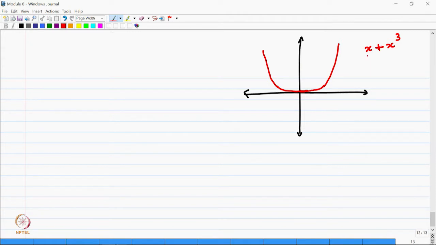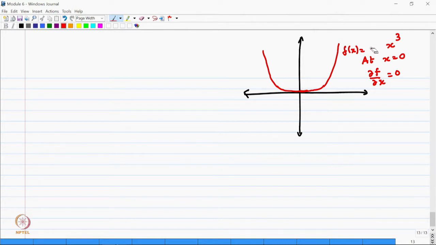Now, at x equal to 0, dou f by dou x equal to 0. This is f of x equal to x minus x cube. So, at x equal to 0, dou f by dou x equal to 0. Let me just put it as x cube. So, let us just take x cube for example.